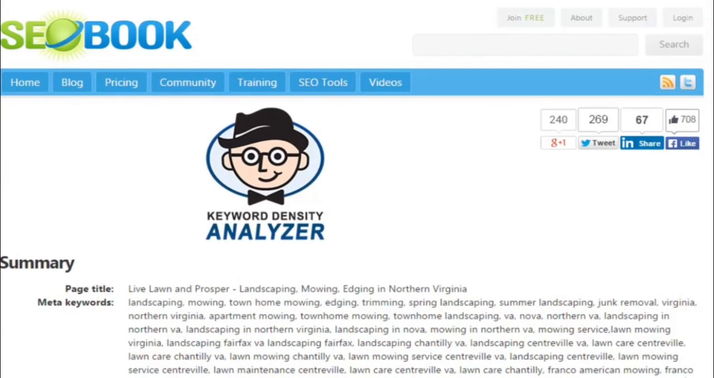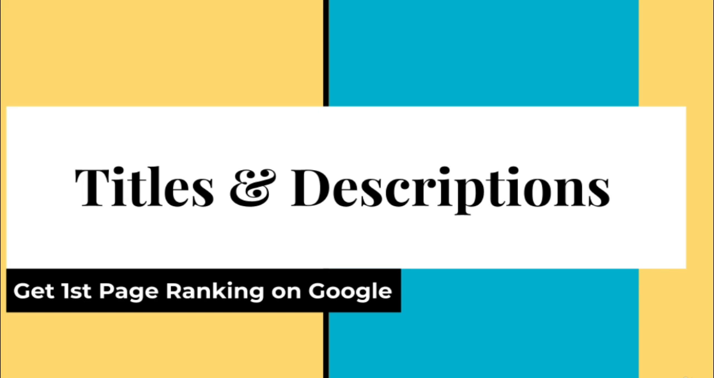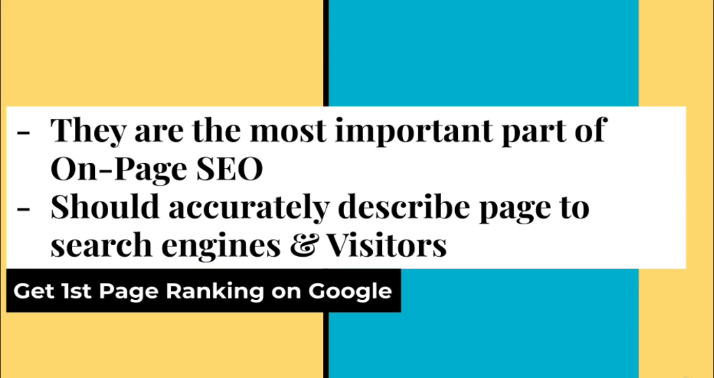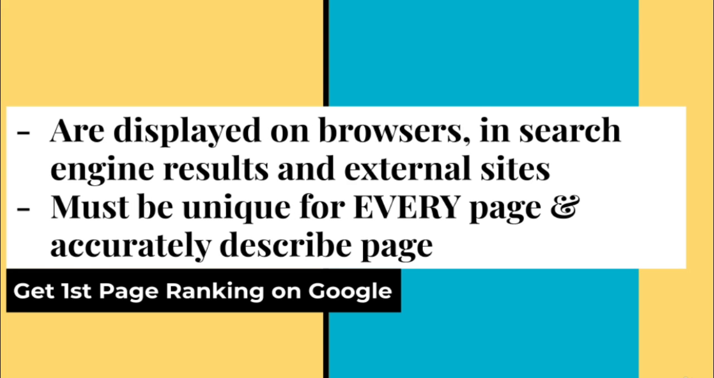So go through and do the search for your top pages that you're focusing on here in the Keyword Density Analyzer. Titles are the most important part of your page for both SEO and social sharing purposes. They are what describe each page to both the search engines and your visitors. So you want to make sure that they're good for both. The titles and descriptions are shown on browsers, search engine results, and external sites like Facebook. So you want to make sure that they're going to grab people's attention.